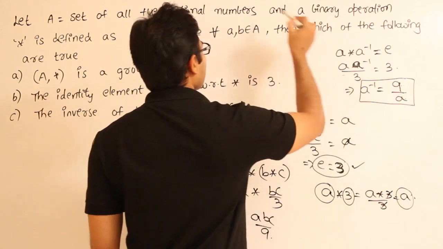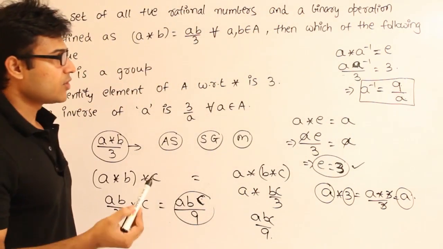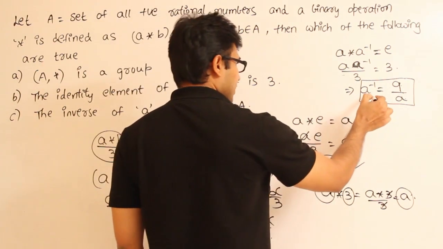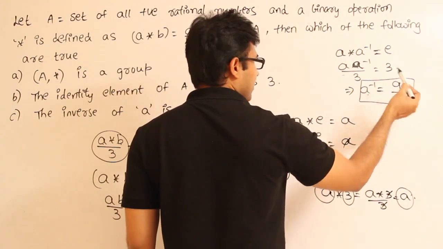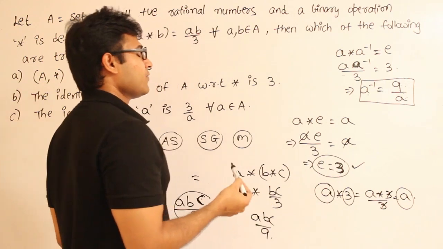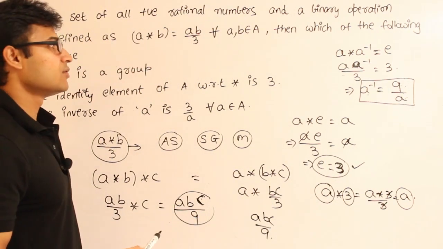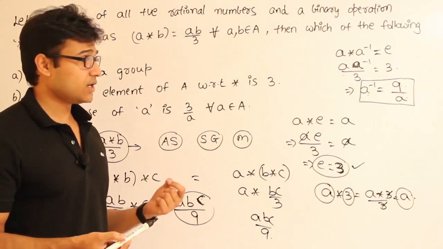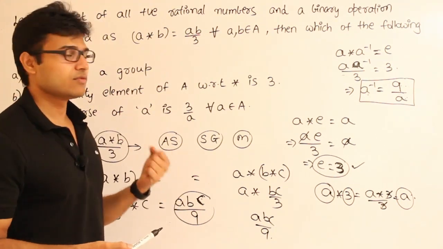But then 0 is not present in this, therefore we are good with that. Are you getting this? See, we found out that the inverse of an element is nothing but 9 by a. Fine. Then when can we say that this particular set is a group under this operation? Only when we can show that every element in this set is going to have an inverse.